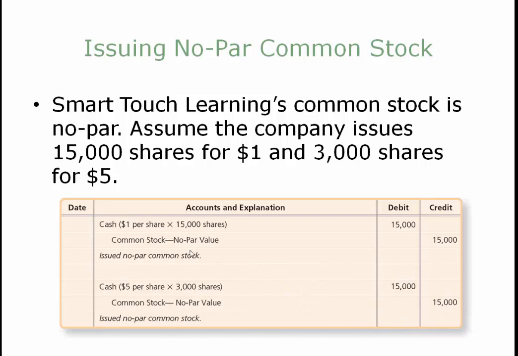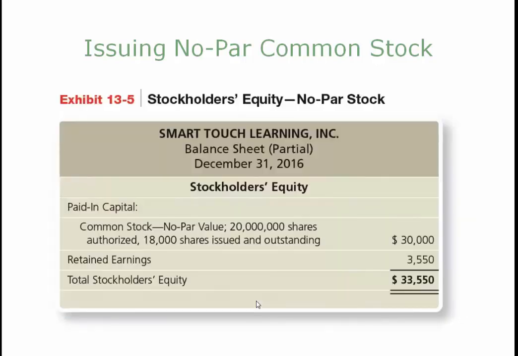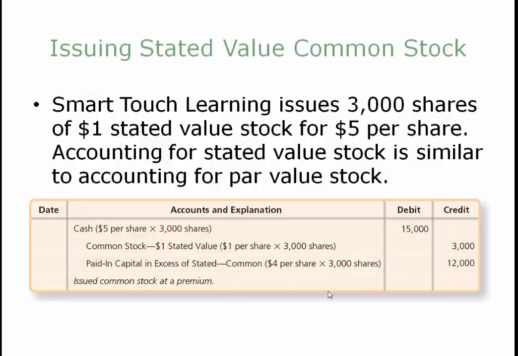Notice when it has no par value, you don't have this paid in capital account. You're not going to have a paid in capital account because all that really does is it provides a way for you to divide the amount of money that you've got between common stock and paid in capital. And here's what it looks like if you had no par common stock, it's just $30,000.